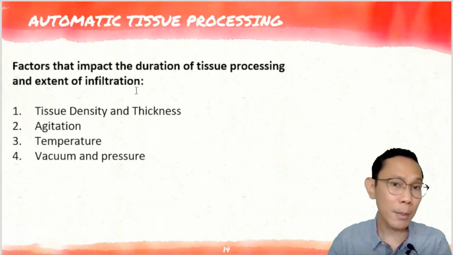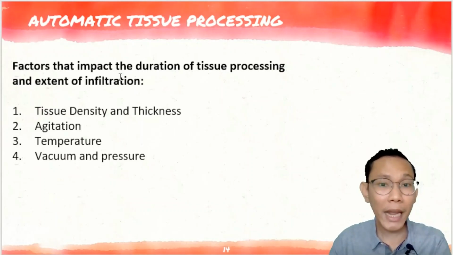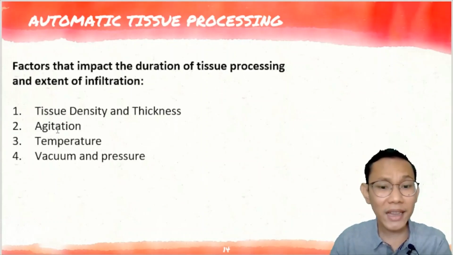Pag sa thickness naman, of course, pag makakapal na mga tissue sample, we don't want that because it will give us more time dapat ang ating iaalat for the fluid to penetrate. For agitation, it will hasten your infiltration. For temperature, again, we want a temperature of 37 to 45 degrees Celsius so that it will enhance also your tissue penetration. Of course, your vacuum will also enhance the quality of your infiltration ng ating reagent.